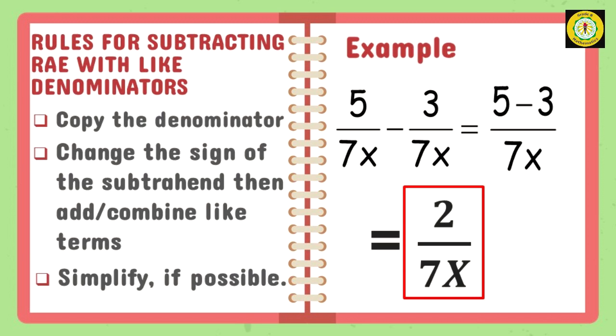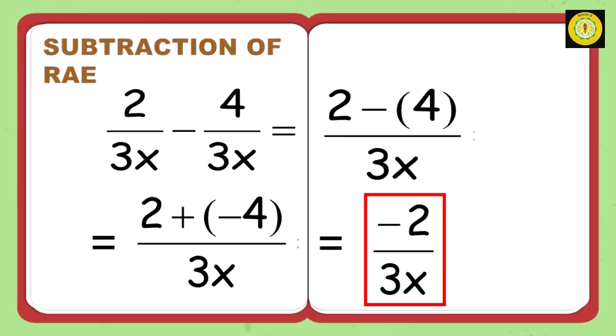Simplify, if possible. For example, 2 over 3x minus 4 over 3x, 2 plus negative 4 over 3x. So the answer is negative 2 over 3x.